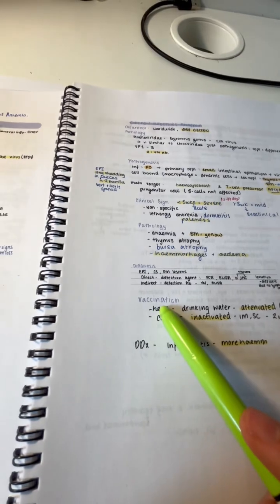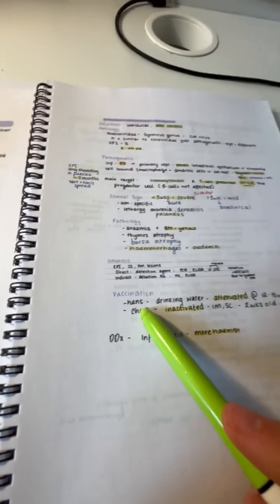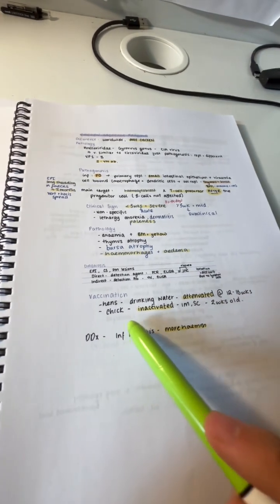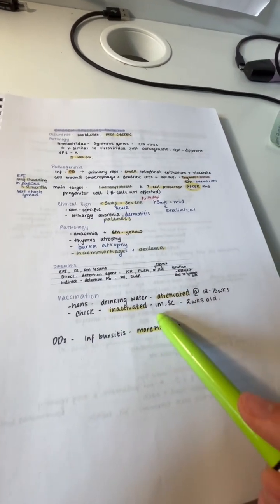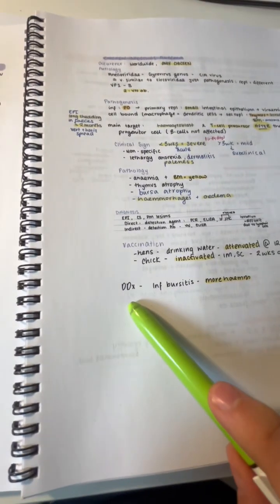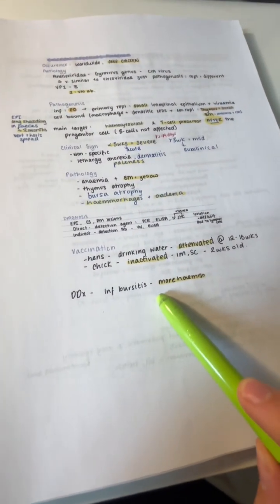The vaccination protocol is different for hens and chicks. In hens, you give it in the drinking water, attenuated, at 12 to 16 weeks. In the chicks, you give an inactivated form of the virus, intramuscularly or subcutaneously, at 2 weeks old. The differential diagnosis is infectious bursitis, except this has more hemorrhages.